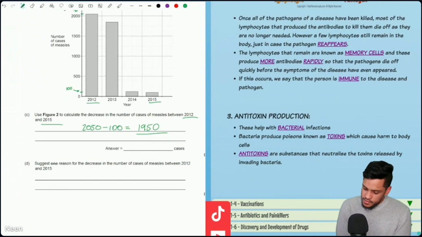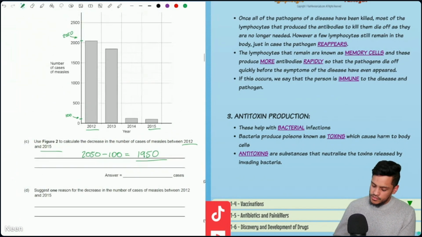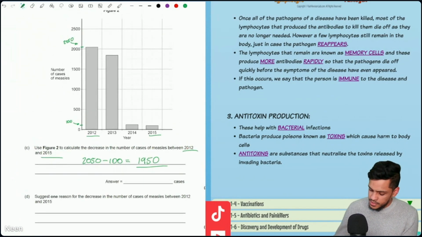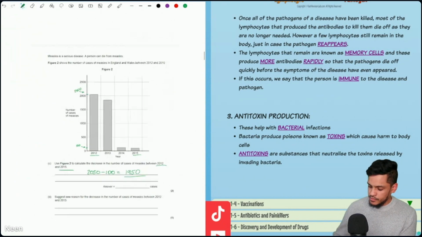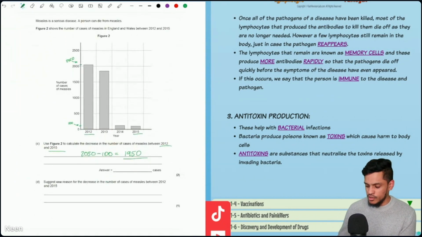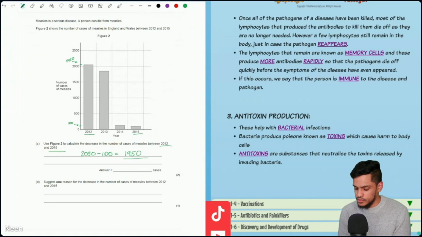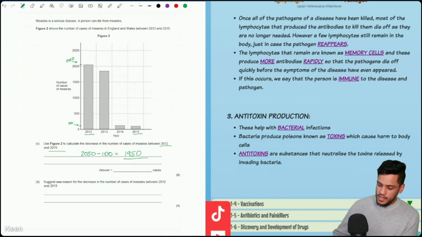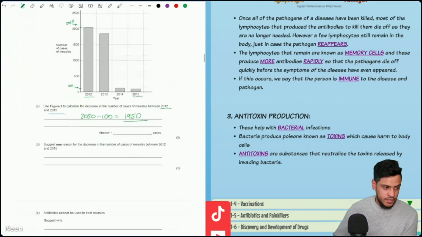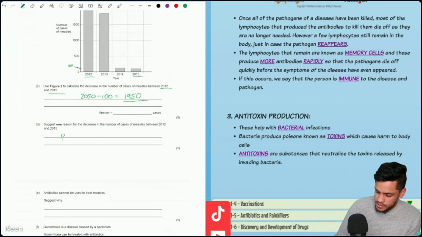So just one reason for the decrease in the number of cases of measles between 2012 and 2015. What could those reasons be? Mainly because probably people were vaccinated. Just like COVID. In COVID, there was loads of cases in 2020, 2021. And now there's not as many cases. There was a huge jump because people were vaccinated. So you can literally just say that.